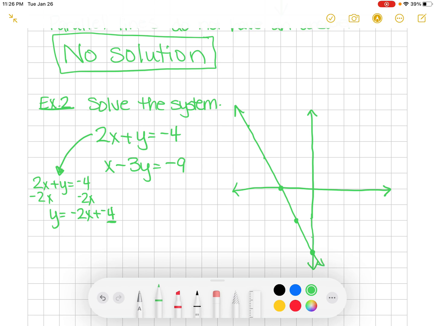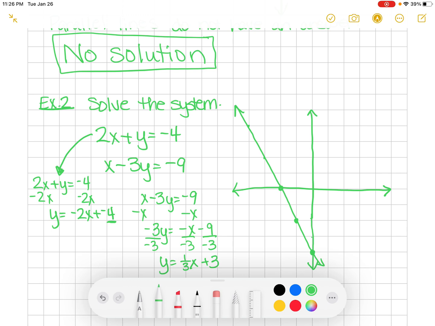Now I'm going to do my next line. I'm going to use this equation for, right? So to solve that one, I'm just going to rewrite it over here so I can kind of do all my work. I'm going to minus x on both sides. That leaves me -3y equals -x minus 9. Now I'm going to divide by -3 on everything, right? So I get y equals 1/3 x plus 3.